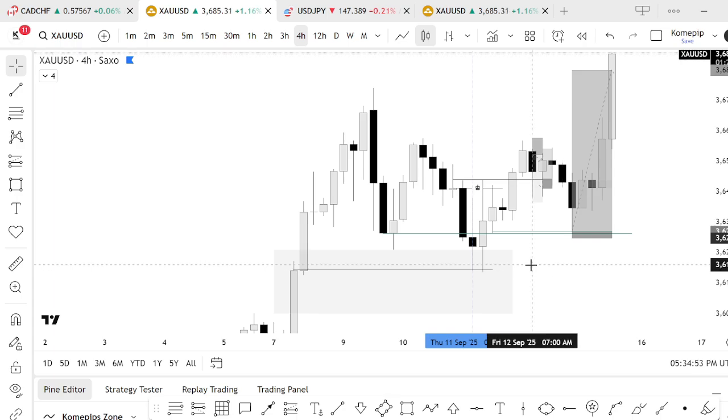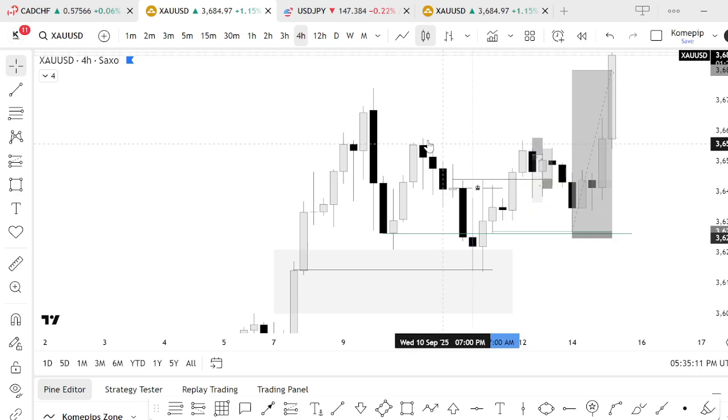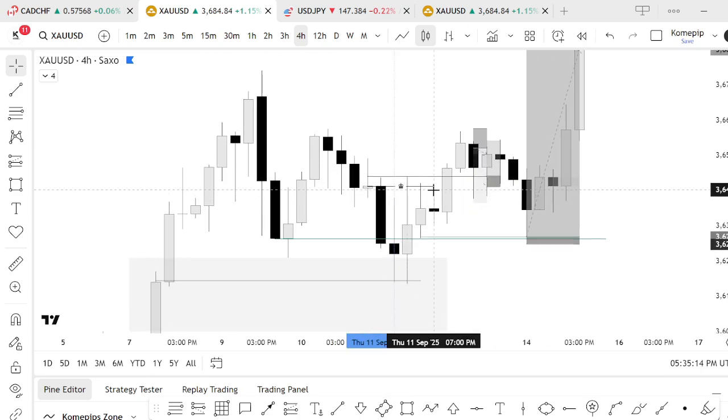Are we going to stop there? No. Remember, in ICT concept, one of the most important elements is change in state of delivery, or we can simply call it a change of character or breakout, however you want to identify it. Okay, so that's exactly what I had here on the 4-hour time frame. So we had a breakout. So for the purpose of clarity, I'll just put it on here.